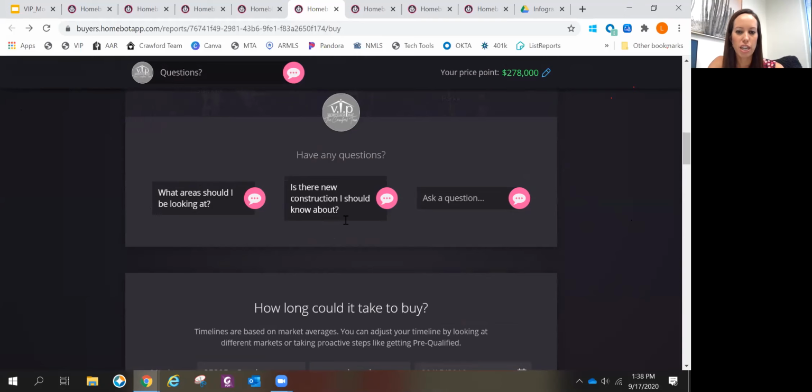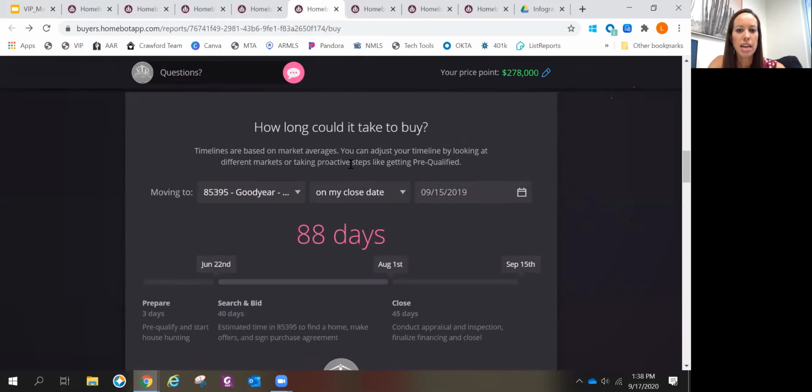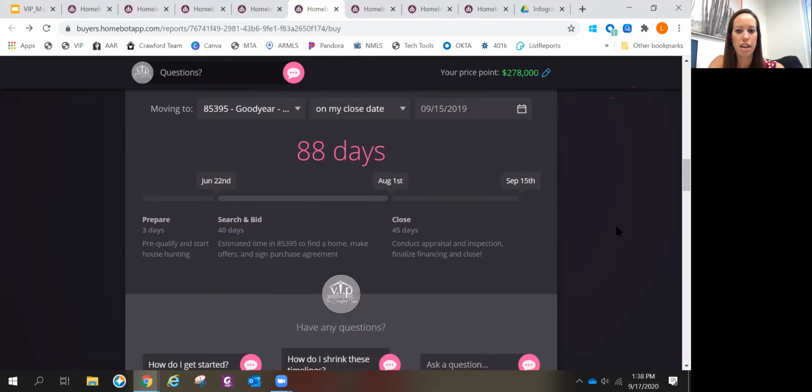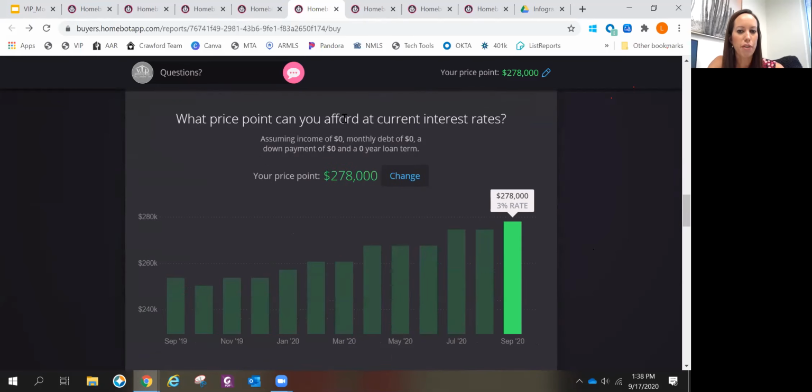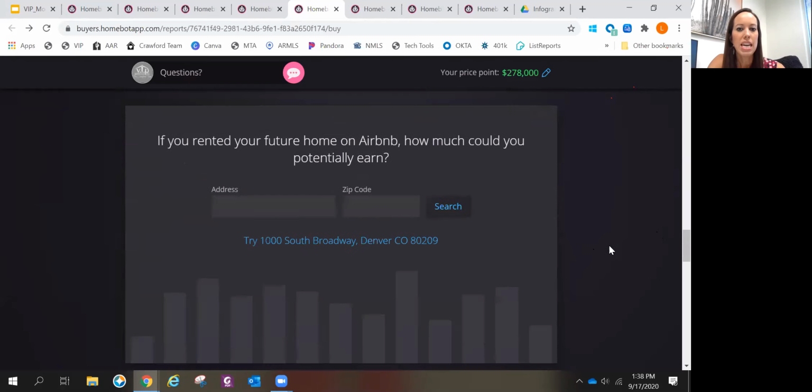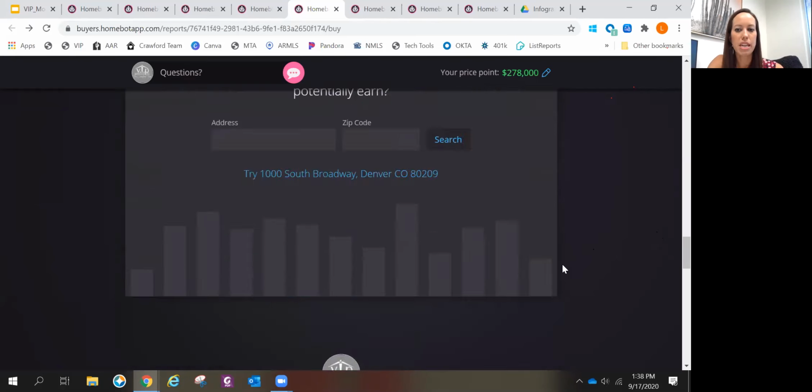Is there new construction I should know about? Those would go to you. How long it could take to buy. It tells them here based upon their timelines. If it's a 45-day closing, they can adjust all of that. At what point can you afford certain interest rates? So it talks about how if interest rates change, how that would affect their price point that they can purchase. And then if they rented their home on Airbnb, what would it look like?